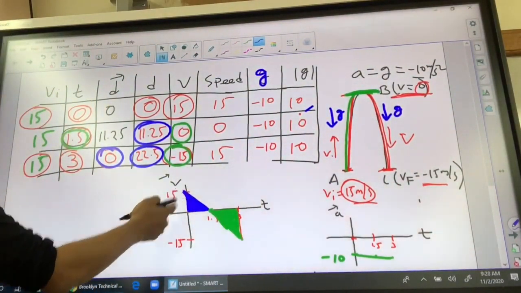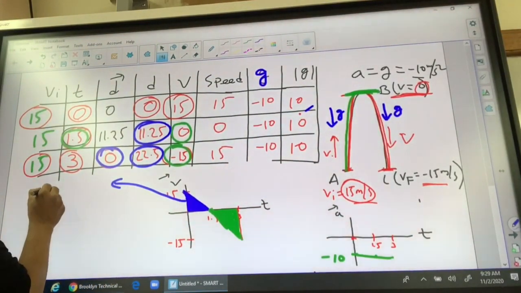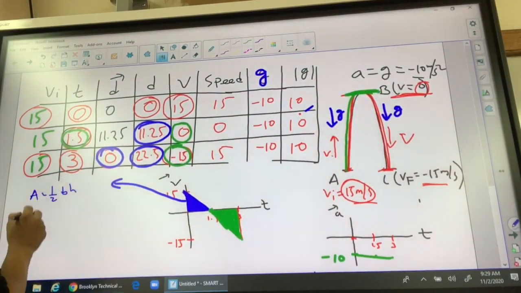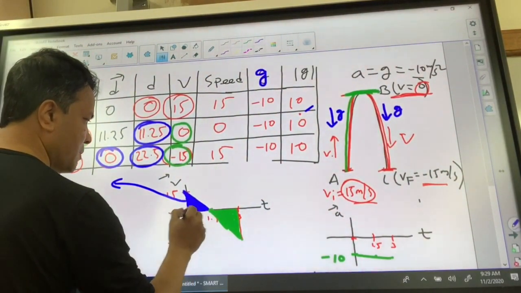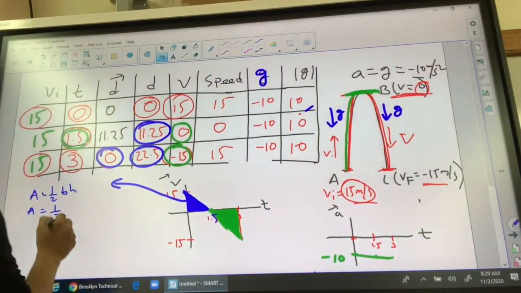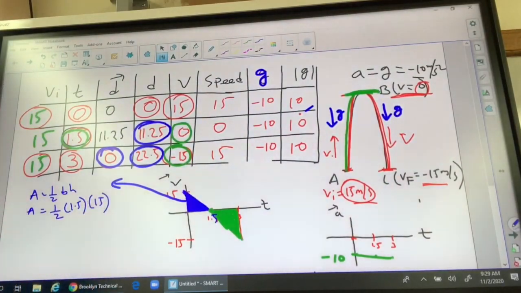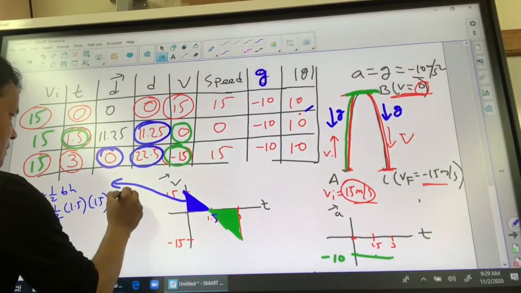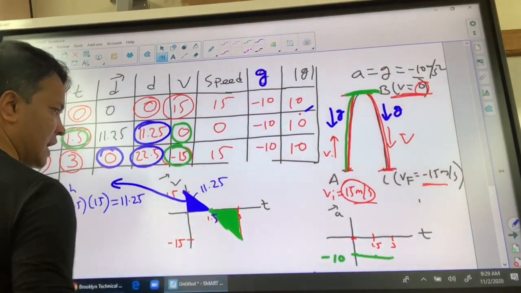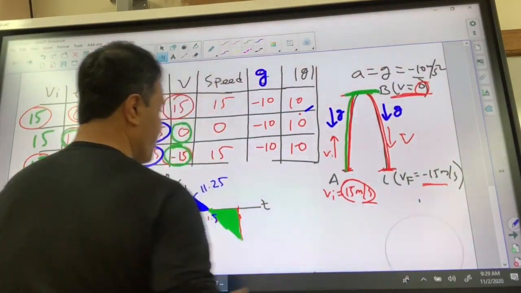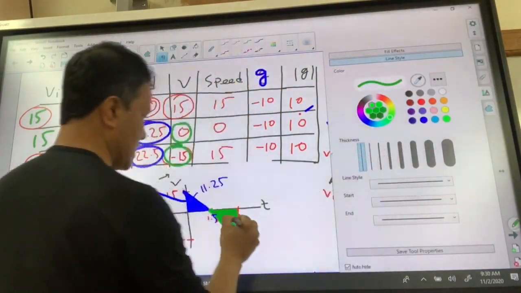So let's first do the blue area. The area is half bh. So the base is 1.5, and the height is 15. So this is 11.25. Now we're going to calculate this one. I'm going to use, of course, green.